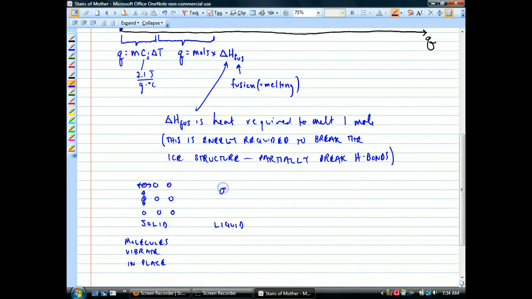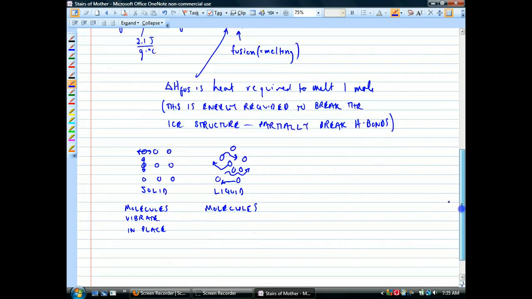Now in a liquid, though, we have a little bit different situation. Here, the molecules are also free to move past one another and slide around. So molecules not only can vibrate in place, they can also move around. Basically, they're sliding past one another.